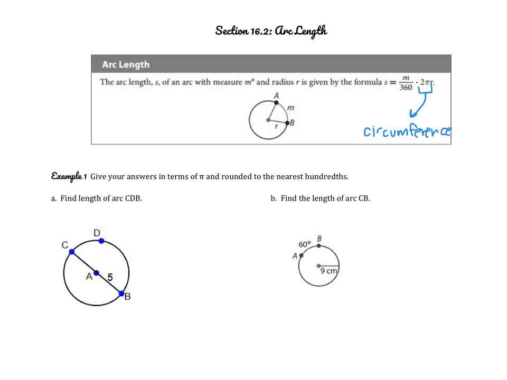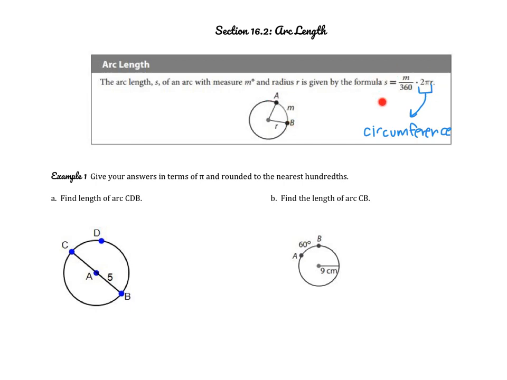What this arc length formula is giving us is essentially, imagine you laid a piece of string from A to B, and then you took that string and measured it along a ruler. So it's actually the distance from A to B. The arc length is not the angle measure of the arc, it's actually a distance.